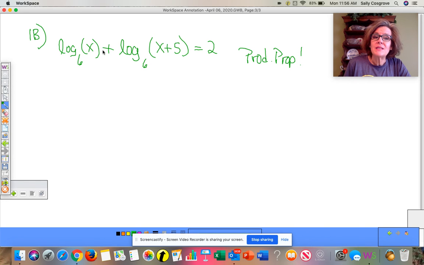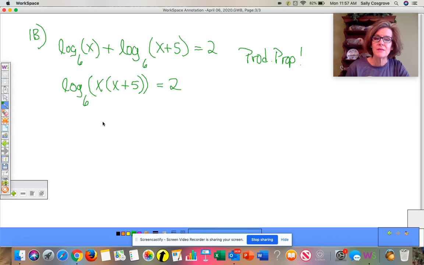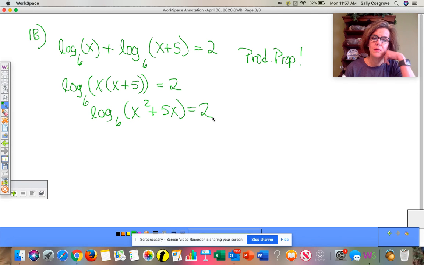The product property says I can rewrite a sum as log base 6 of the product of these 2 things. Now be careful. x times x plus 5. Remember, we're distributing. I'm going to go ahead and write it down like this first before I multiply it out. Now let's distribute. x times x is x squared. x times 5 is 5x. So we have log base 6 of x squared plus 5x equals 2.